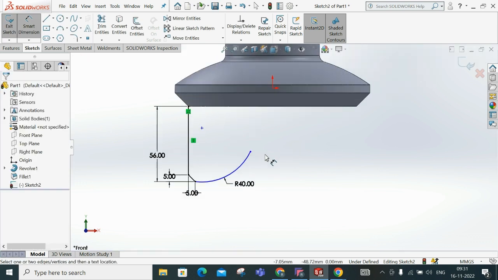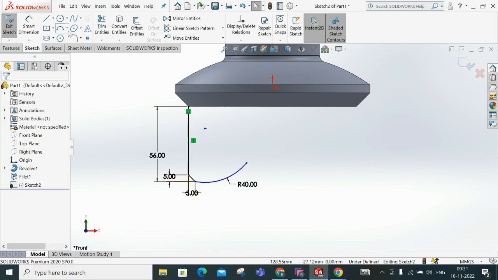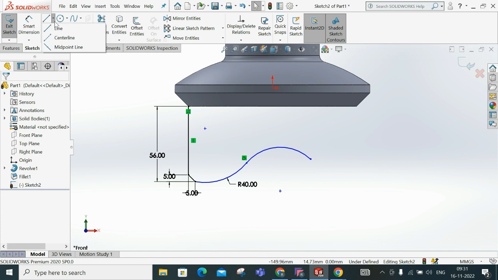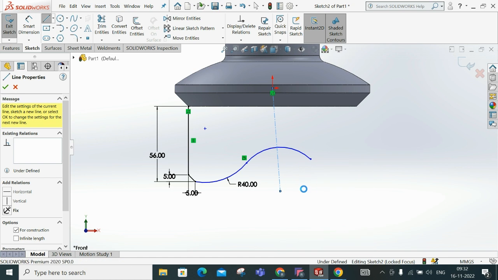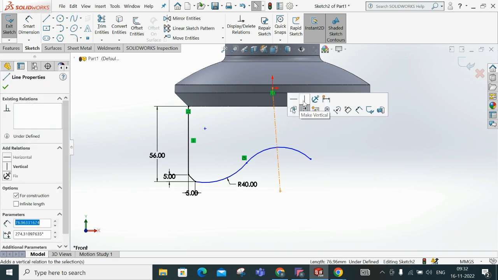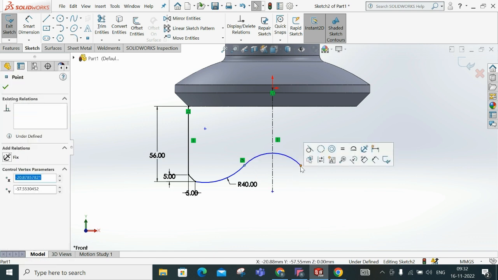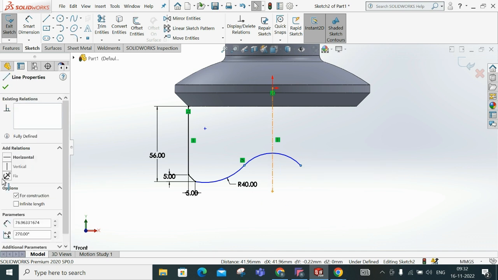And there is another arc going from this direction that also has to be 40. For that, I am using 3 point arc. Oh, sorry, tangent arc. Tangent arc from here to here, and also making sure that this thing is vertical, and making sure that this thing is symmetric.